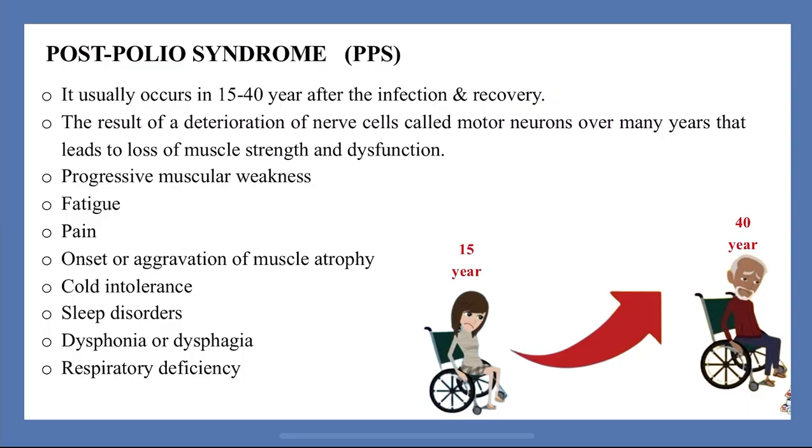There is progressive muscular weakness. The patient presents with fatigue, pain, and the onset and aggravation of muscle atrophy. Since the motor neurons are affected, there is muscle damage, and then atrophy of the muscles because of disuse. Cold intolerance, sleep disorders, dysphonia, dysphagia, and respiratory deficiencies are observed.